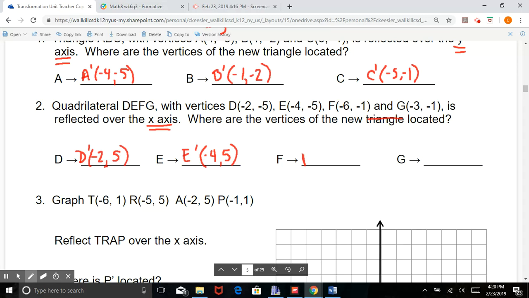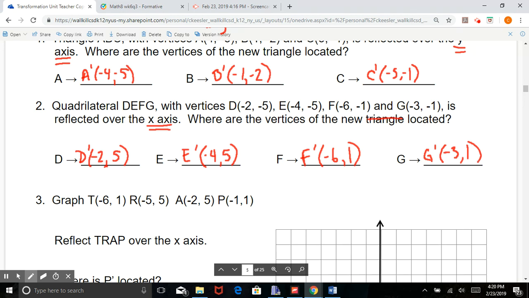F, again, is going to become F prime. The x stays the same because we're reflecting over the x-axis, and the y becomes the opposite, so it's (-6, 1). And then lastly, G is going to become G prime. The x stays the same, and the sign of the y changes. So those would be our new coordinates of the reflected quadrilateral.